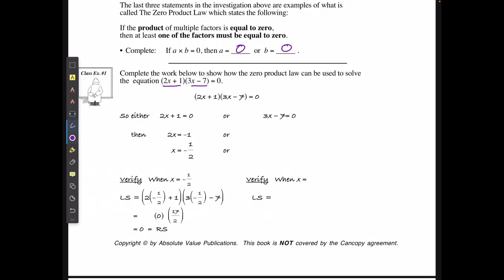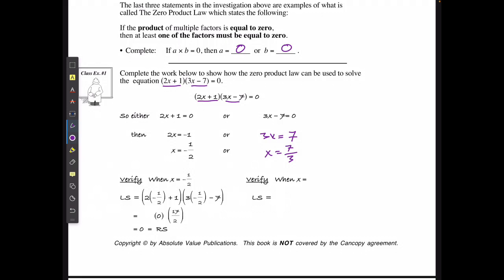So the first thing, I have two factors here, 2x plus 1 and 3x minus 7. When I multiply them to get 0, either the one on the left, the 2x plus 1, or the one on the right, the 3x minus 7, has to be equal to 0. So the 2x plus 1, if it's equal to 0, then 2x would equal negative 1, or x would equal negative 1 over 2. In the second case, if 3x minus 7 was equal to 0, then 3x would equal positive 7, or x would equal 7 over 3.